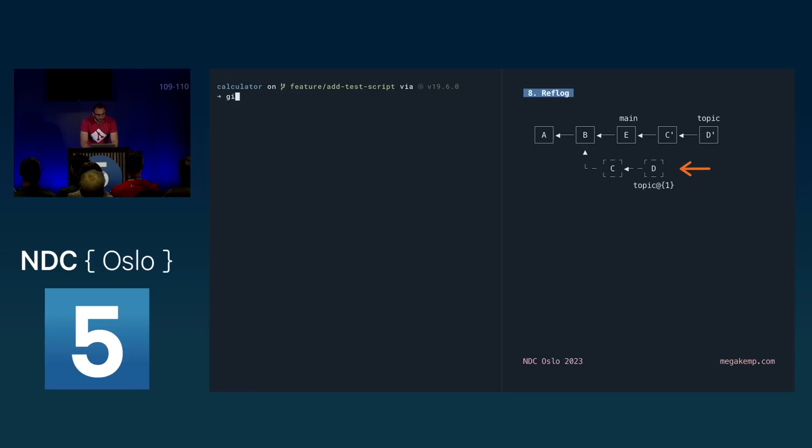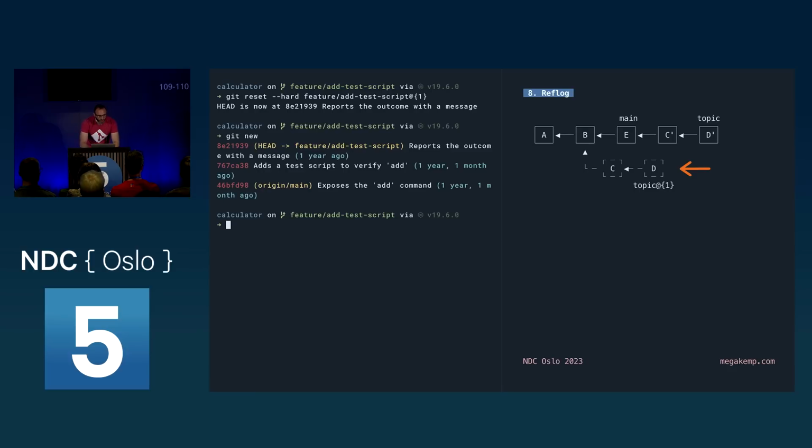Because now we made a rebase, I can just say reset, which is how you change the branch reference to something else. In this case, you say hard because you also want to change your working directory and the head reference so that everything is synchronized. What do you reset it to? Well, you reset it to feature at test script at 1. And now if I say git new, I get the old B back, the one that we had got rid of before. So reflog is basically Git's universal undo machine.